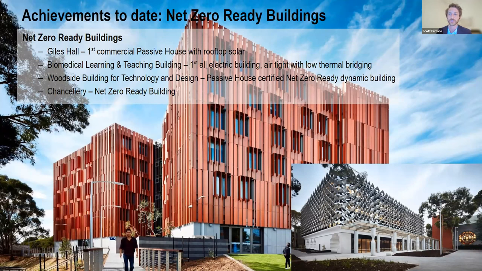We've also been pushing to make sure any new builds are all electric, just to make sure they're ready for that transition once we get to 100% renewables. And we've managed to certify one of our most recent buildings, which is more of a teaching and learning building, a commercial office space, if you like, to passive house standard as well, which is the largest building of its type in Australia to meet that standard. In the bottom right, you'll see our new Chancery building, which was designed with passive house principles in mind. And again, it's another high performing all electric building, solar built in as well.